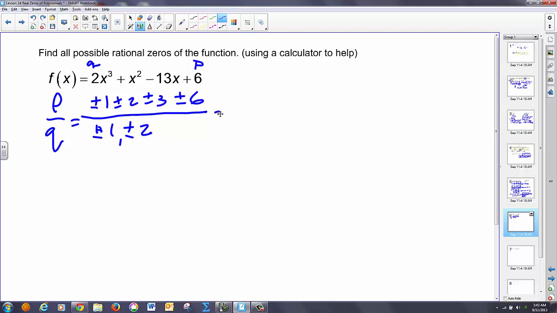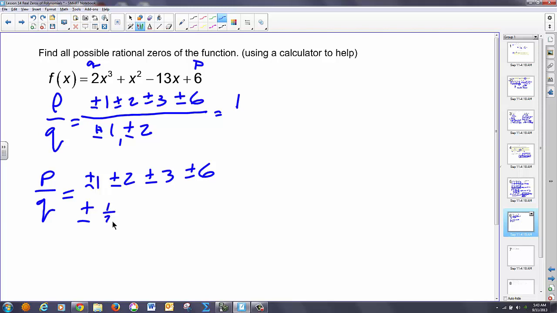Now if I take all the p over q values, then I would get plus and minus 1, plus and minus 2, plus and minus 3, plus and minus 6, plus and minus 1/2, and I get that from the 1 divided by the 2. If I go 2 divided by 2, that's 1, so I already have that in my problem. I get plus and minus 3 over 2, and that's taking the 3 and dividing it by the 2. And then if I go 6 divided by 2, I have 3, which is already in my p over q values.